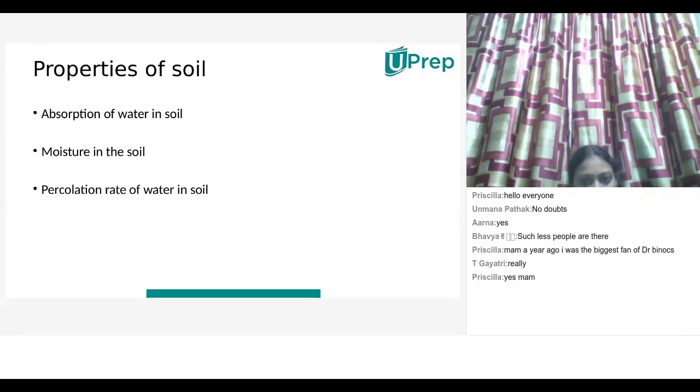Properties of soil. Ma'am, can you tell what is percolation rate of water in soil? Percolation means the rate of retaining of water in the soil, the amount of water present in the soil. If it is sandy soil, the sandy soil won't hold the water, so that's why it is very dry. Clayey and loamy soil will have higher percolation, so that's why it is very rich in plant yield. Understood? Yes, ma'am. So I have given the properties of soil slide also.